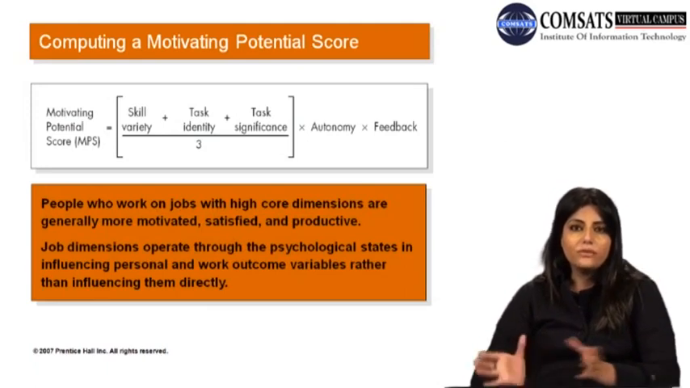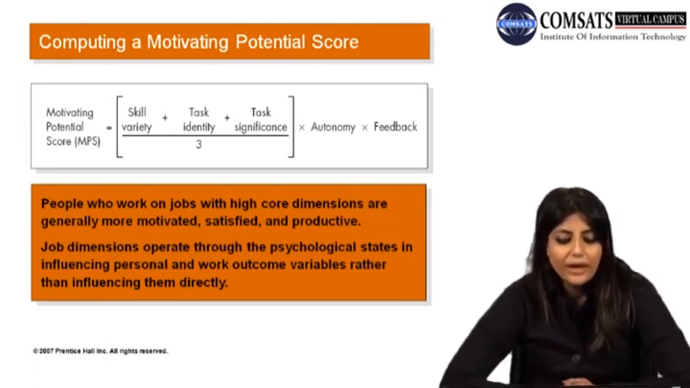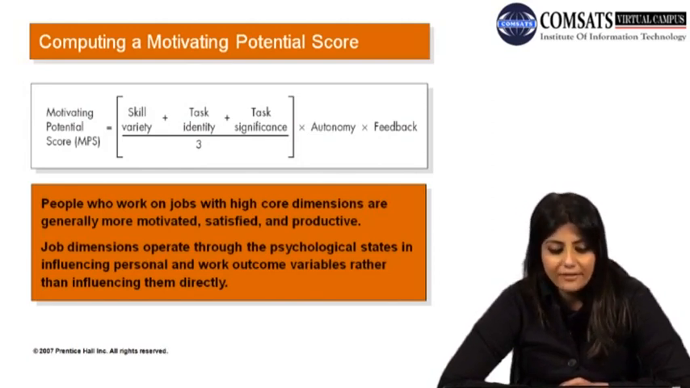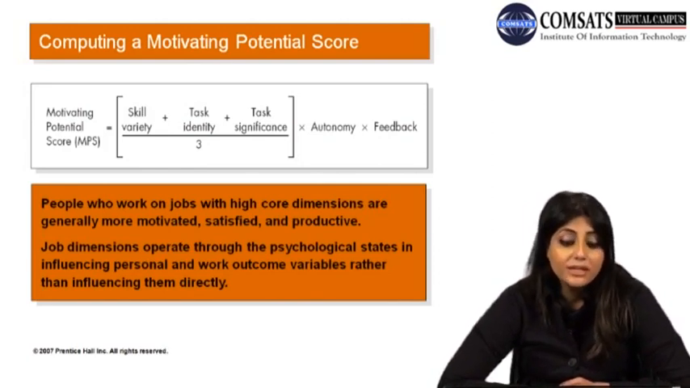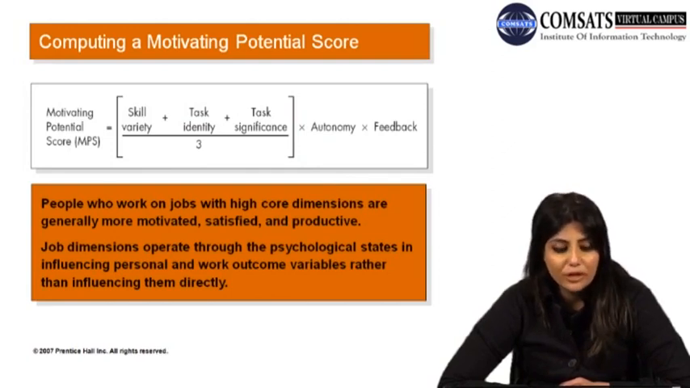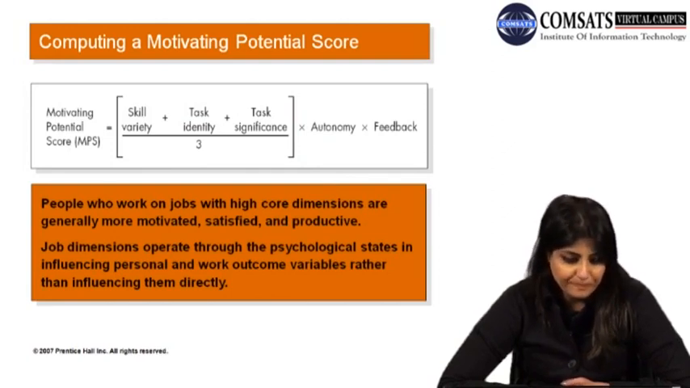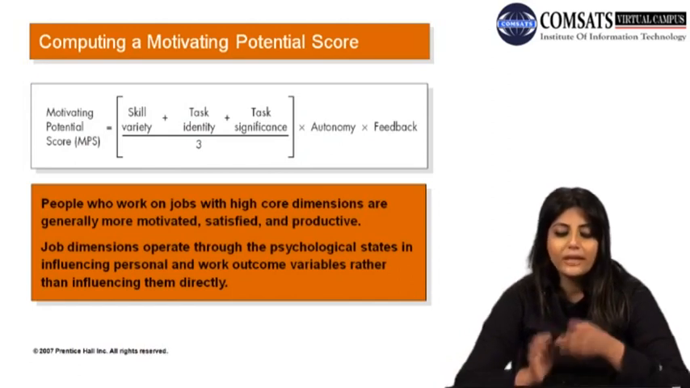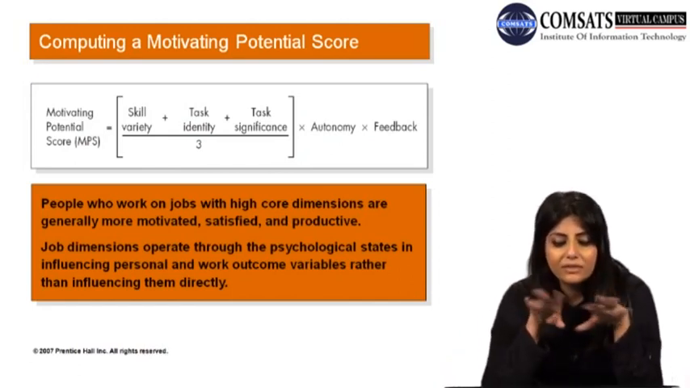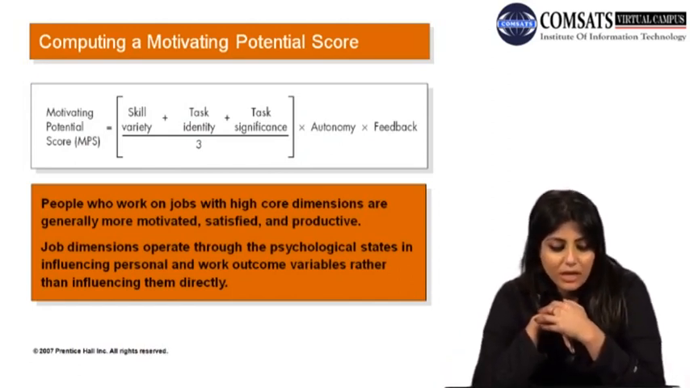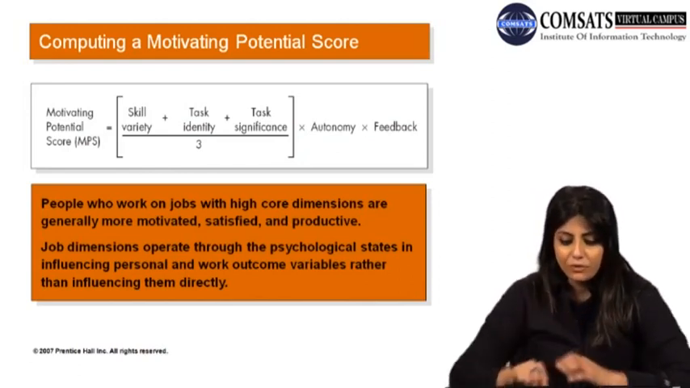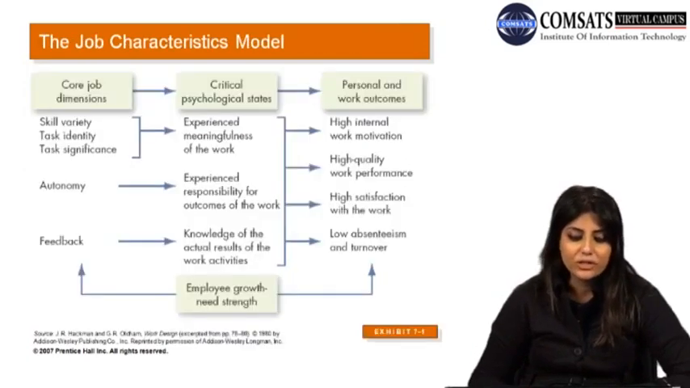So the theory basically says that when you have a combination of these together with autonomy and feedback, then it will lead to your motivating potential score. So people who work on jobs with high core dimensions are generally more motivated, satisfied, and productive. And the dimensions which you can see within the brackets, the 3 dimensions, are the core dimensions. And job dimensions operate through the psychological states in influencing personal and work outcome variables rather than influencing them directly.